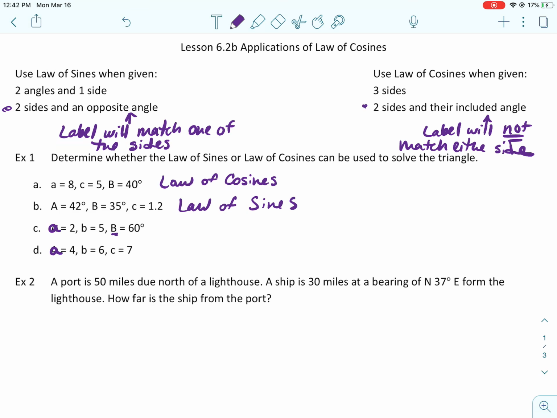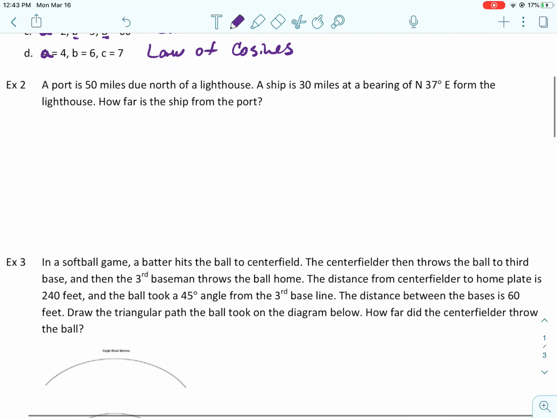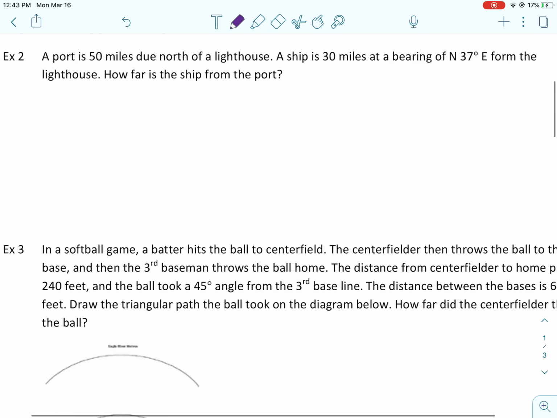So on C, we're given two sides and an angle. So two sides and an angle could be either one. And then if you notice that the label on the angle matches the label on one of the sides, then it is going to be law of sines. All right, and then for D, we're given three side lengths, and three sides is law of cosines. Okay, so you have to determine that, right?